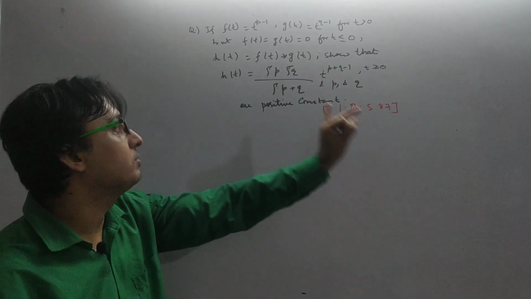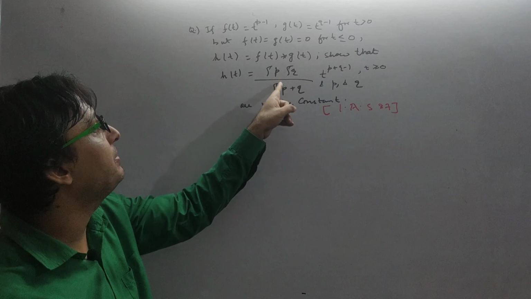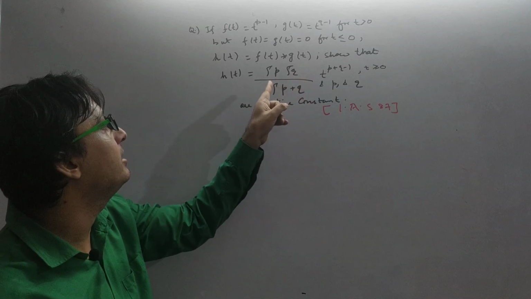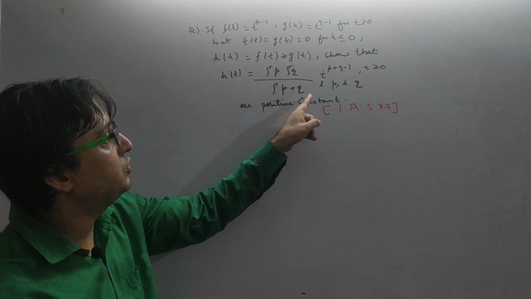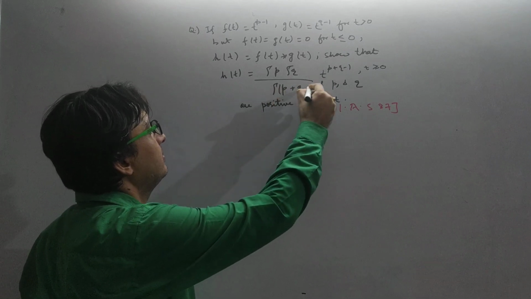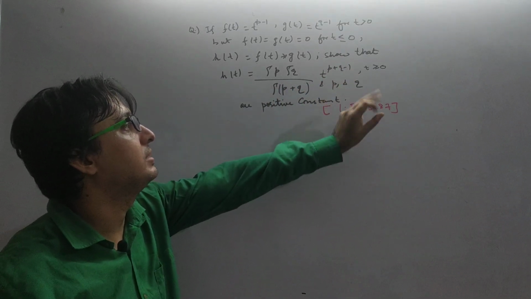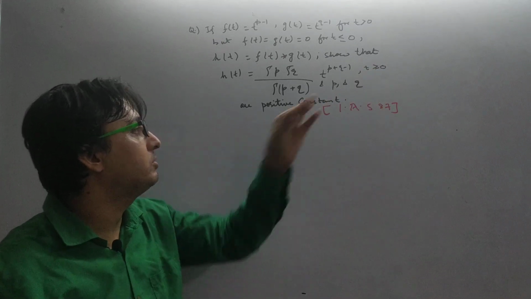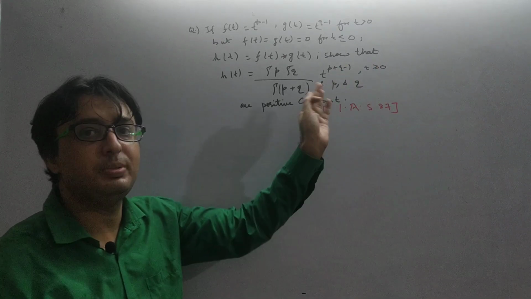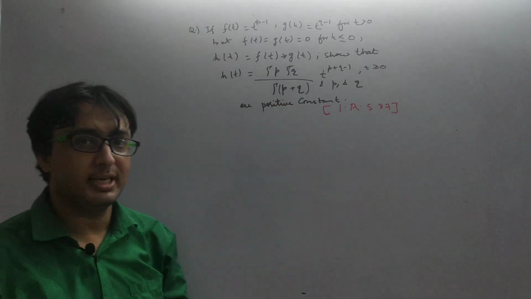And we have to show that h(t) is equal to gamma p into gamma q divided by gamma p plus q, into t to the power p plus q minus 1, for t greater than or equal to 0, and p and q are positive constants.